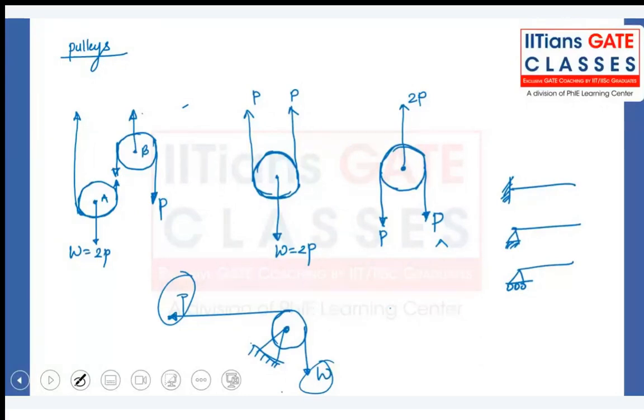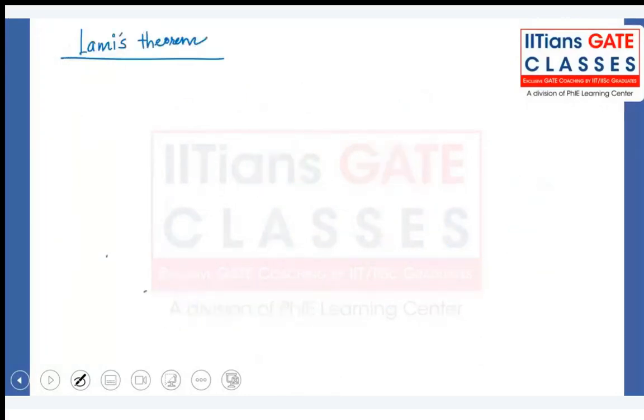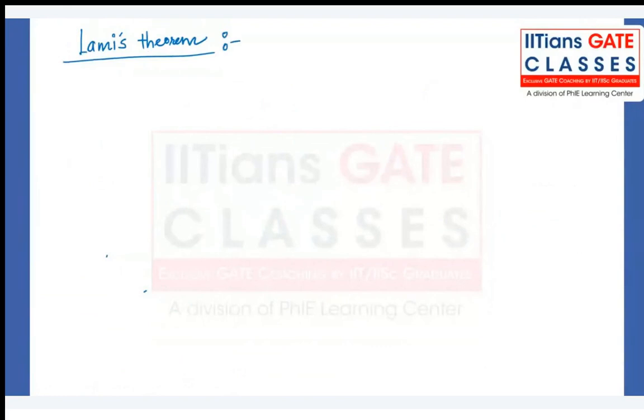Another concept is Lamy's theorem. Most of you have heard about it before. It is for a three coplanar concurrent force system. Whenever coplanar forces act at a point and are in equilibrium, then we can say each force is proportional to the sine of the angle between the other two forces. So that is the statement for it.